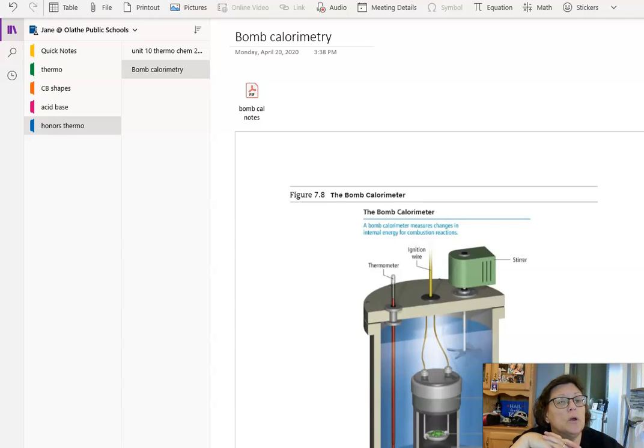Have you ever wondered, where do we get the calories that are in food? Where does that come from? We had a big joke about this when I was in high school.